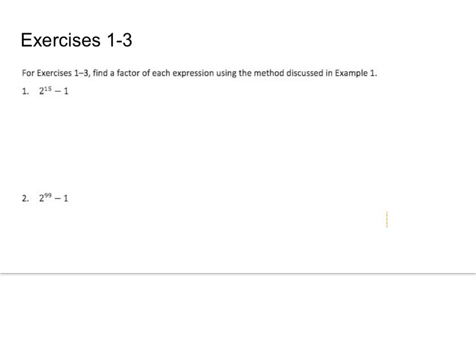All right, exercises 1 through 3. For these exercises, find a factor of each expression using the method discussed in example 1. Let's actually work through one, and we'll try to make that last slide make better sense. Remember, we're using this 2 to the m minus 1, where m equals AB. I need two numbers multiplied times each other, and it's easier if it's a power greater than 2. So we're just going to go 2 to the 5th. What power do I raise it to? It would be 3, because 3 times 5 is 15.